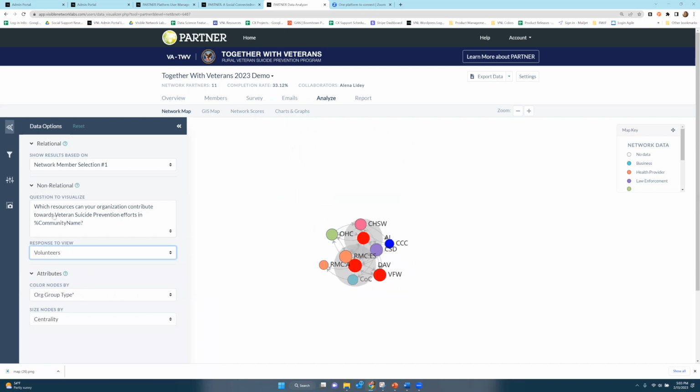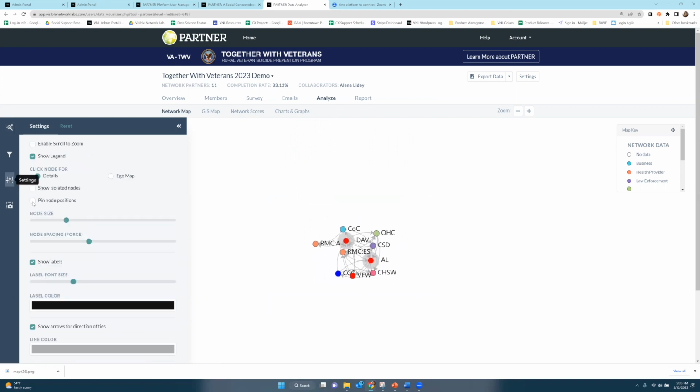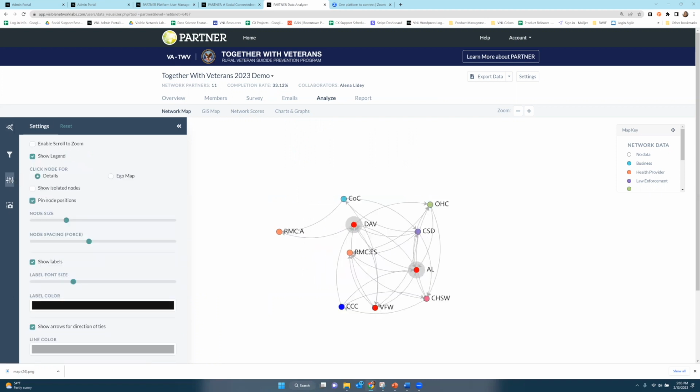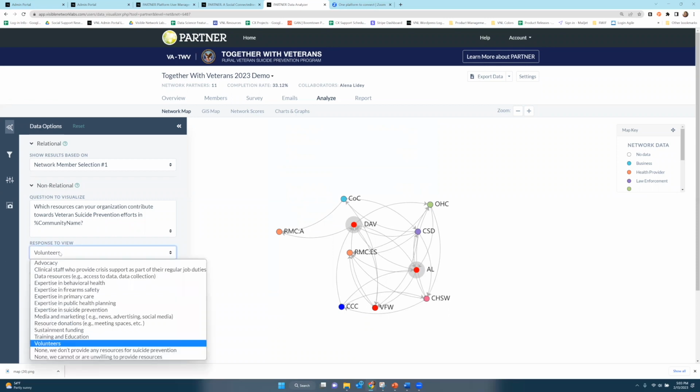And then we can see, okay, out of these organizations, I'm just going to pin these nodes so we can see them a little better. We can see that the Disabled American Vets and the American Legion can contribute volunteers. So we can knock on their door and say, hey, we have an event coming up. Are you able to reach out to your group and see if anyone can volunteer for this upcoming event?